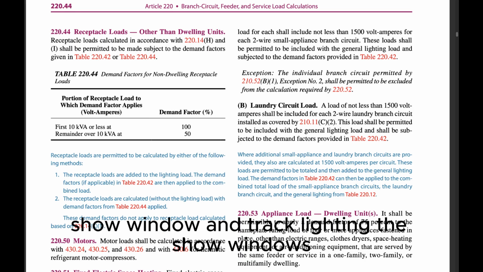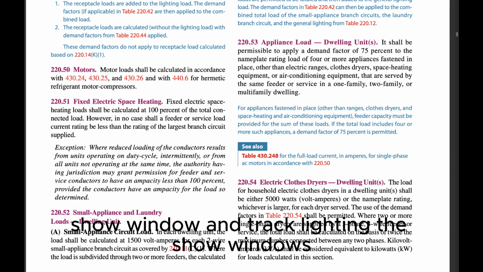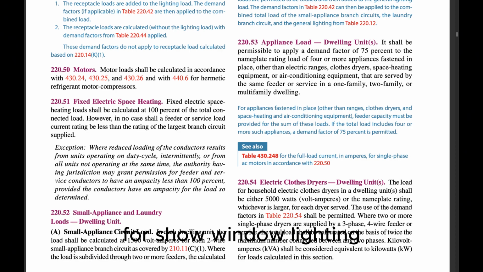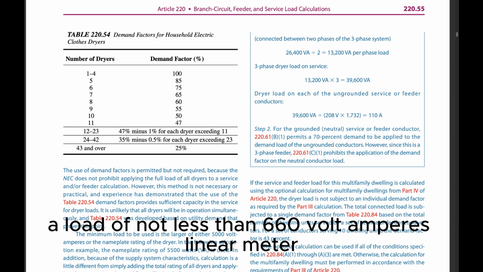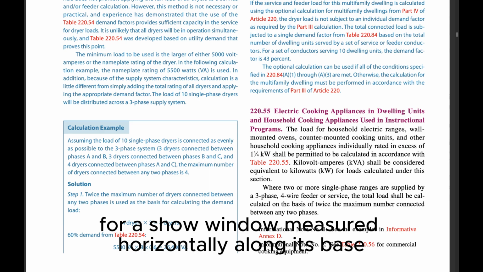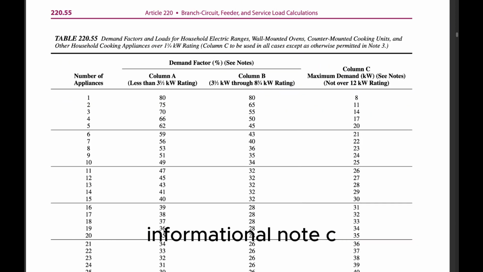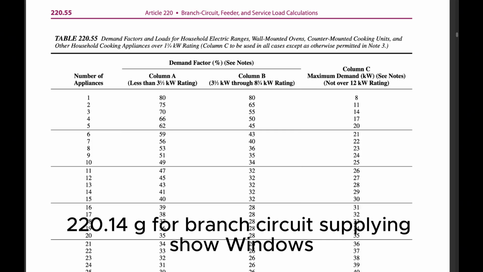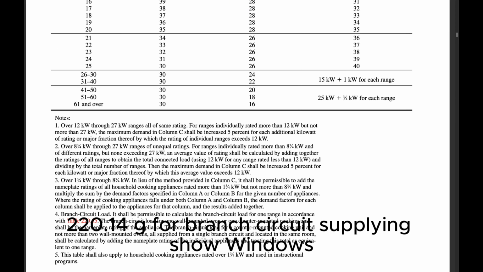220.43 Show window and track lighting. A. Show windows. For show window lighting, a load of not less than 660 volt-amperes per linear meter or 200 volt-amperes per linear foot shall be included for a show window, measured horizontally along its base. Informational note: See 220.14(G) for branch circuits supplying show windows.